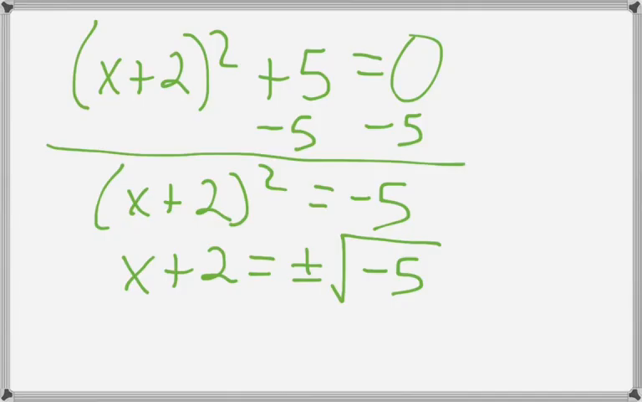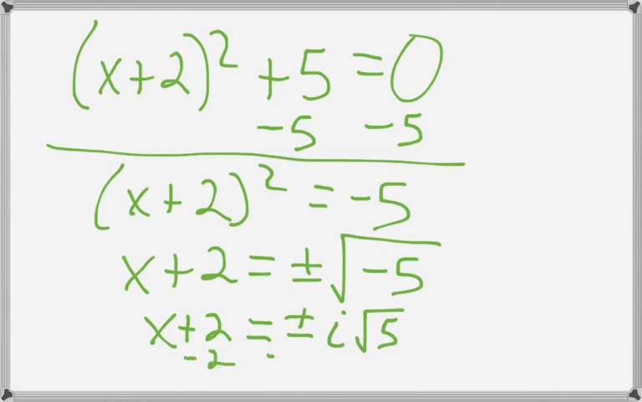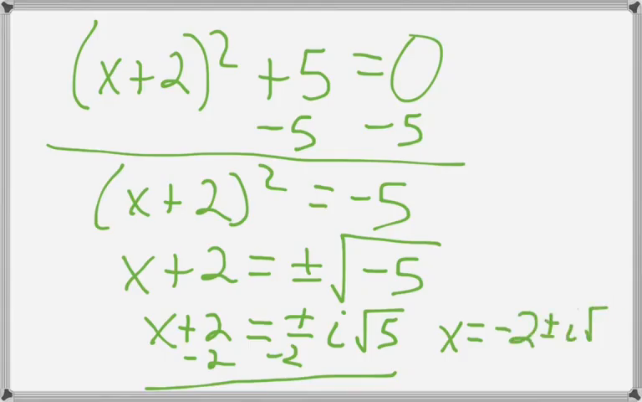And we have now on the right side plus or minus square root of negative 5. So since it's square root of a negative number, it's non-real, which means we need to write it using i instead. So we're going to write it as plus or minus i times the square root of 5. And then we'll finish solving for x. So we'll subtract 2 from each side here. So we get x equals negative 2 plus or minus i times the square root of 5.